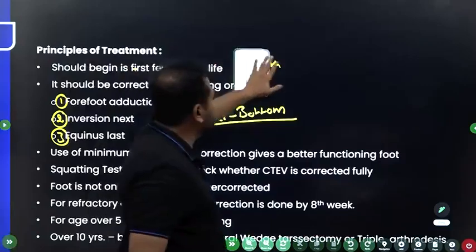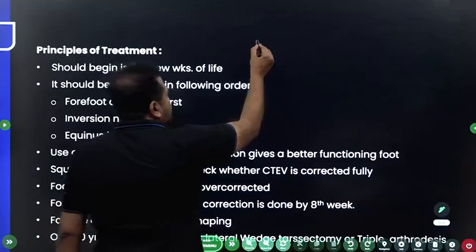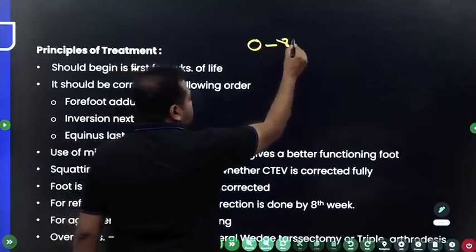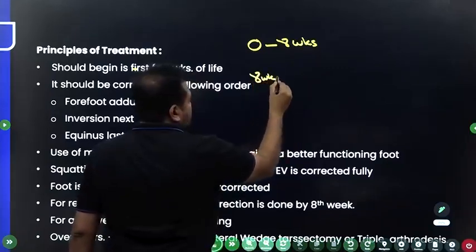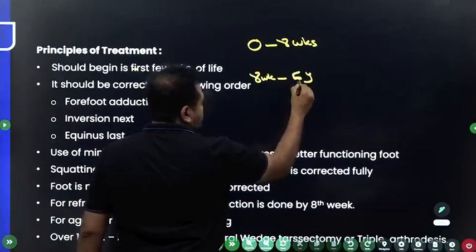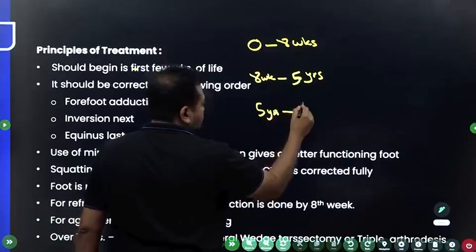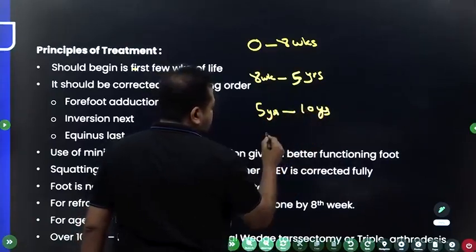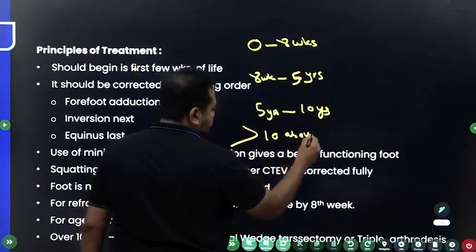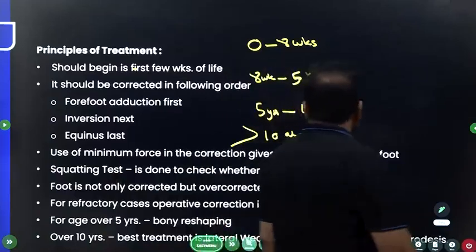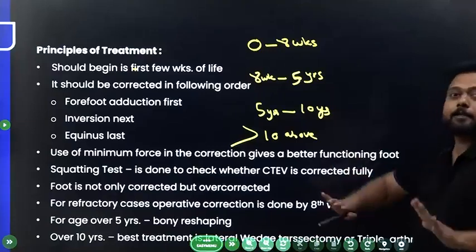And how to treat? Age-wise treatment plan is very important. You just categorize: 0 means at birth to 8 weeks, 8 weeks to 5 years, 5 years to 10 years, 10 years and above. This is how you should classify the age-wise treatment plan. This is the most important area as far as entrance exams are concerned.